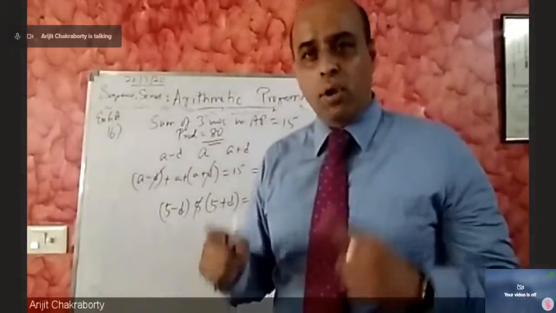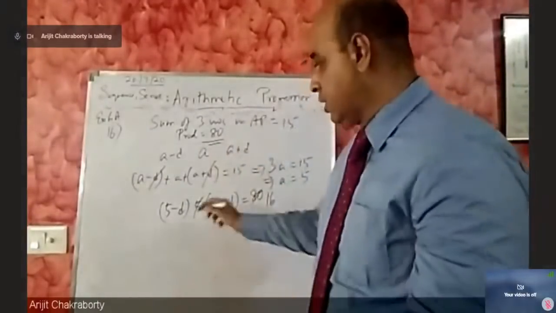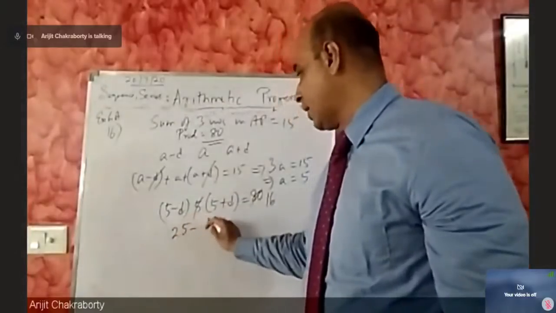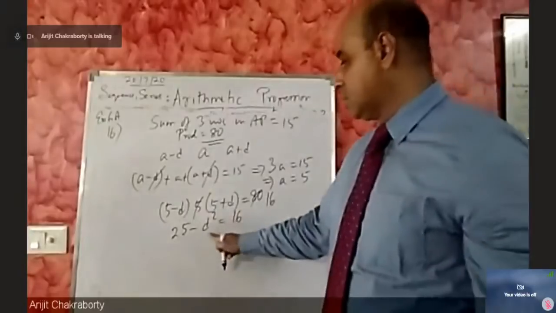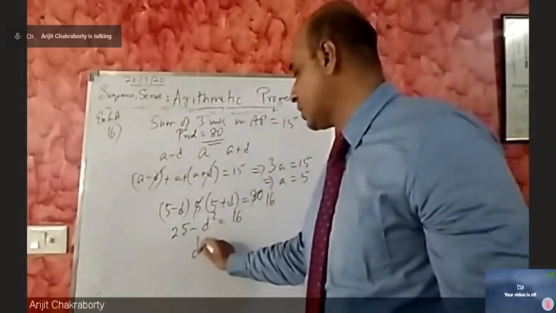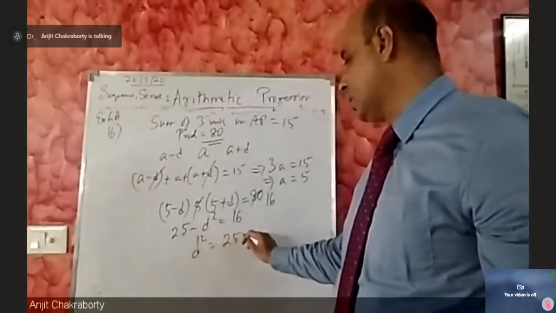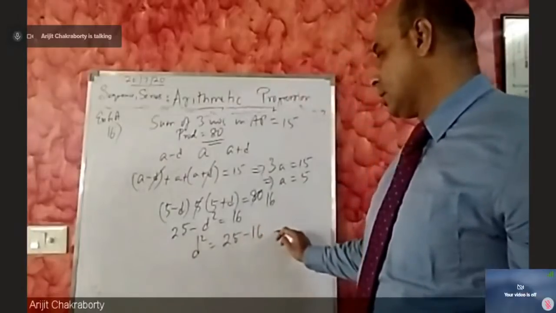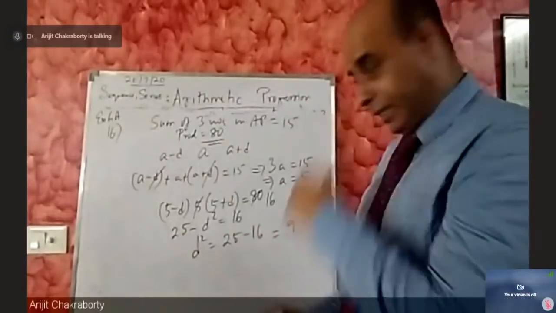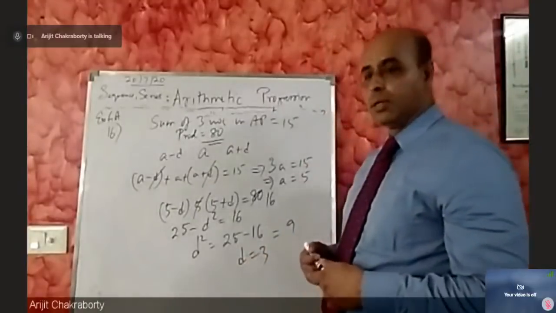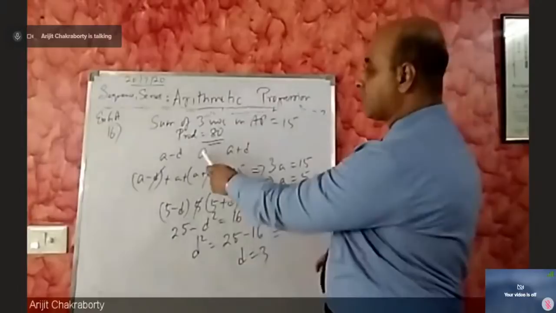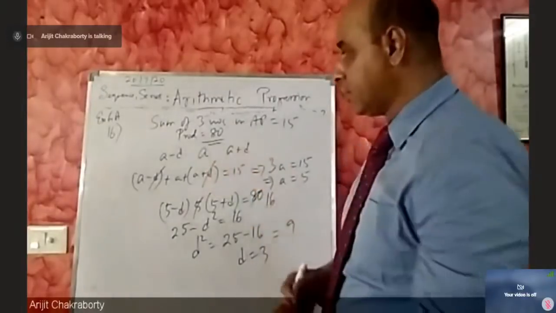So, this is of the form A minus B into A plus B. So, this will be 25 minus D square equal to 16. That means, if you bring D square this side, you have D square equal to 25 minus 16. That is 9. So, D is 3. Okay? So, you have A equal to 5 and D is 3.